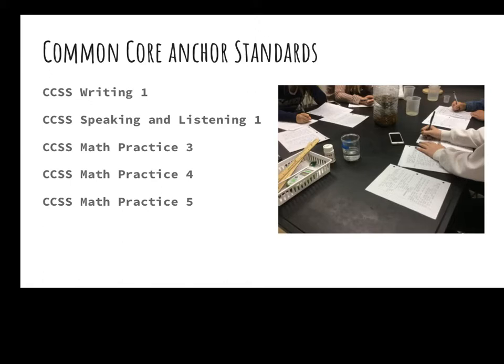Kids all the time have to communicate very well with each other. I have this picture without the faces, but they are collaborating and communicating about their EcoColumns, and that really hits your speaking and listening standard 1.